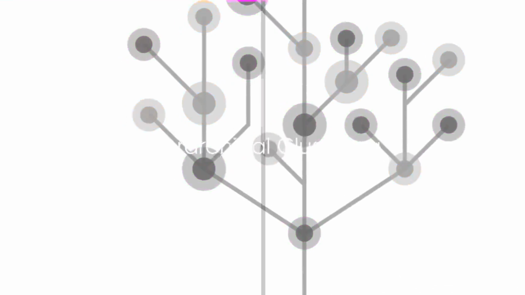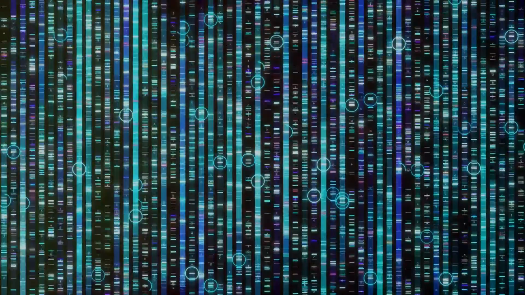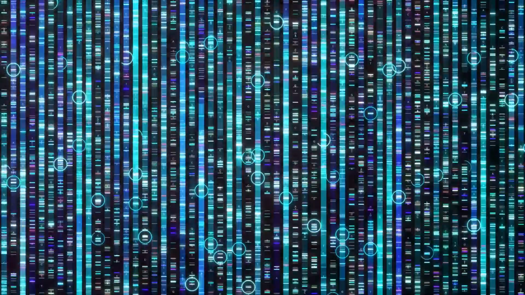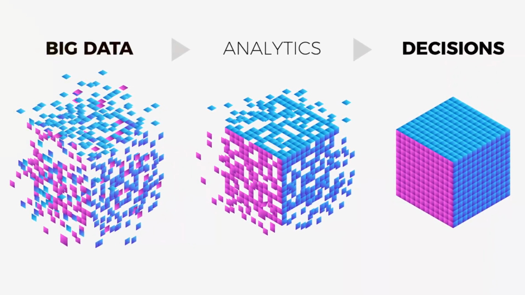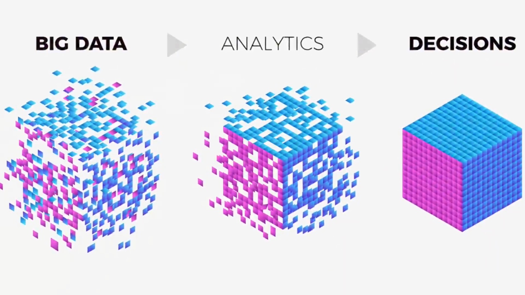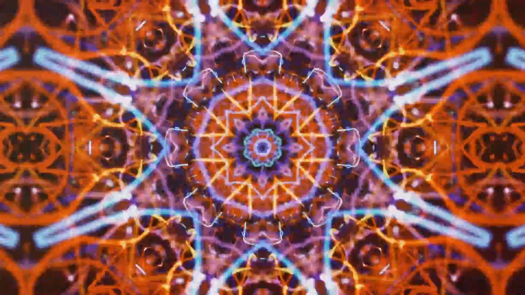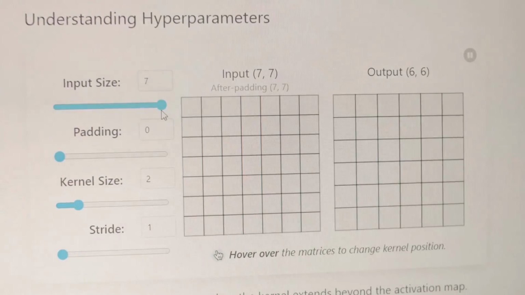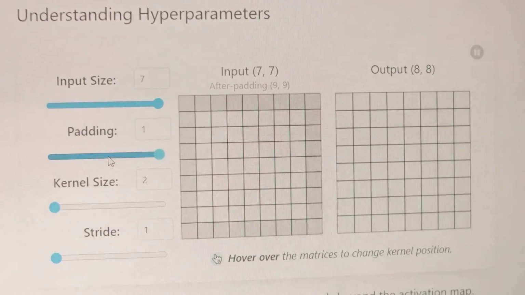Next up, we have hierarchical clustering, a method that builds a hierarchy of clusters. Imagine a family tree, but for data points. This algorithm starts by treating each data point as a single cluster. It then pairs up the closest clusters, forming a new cluster. This process repeats, merging clusters until only one big cluster remains.